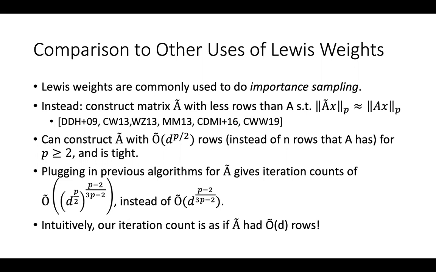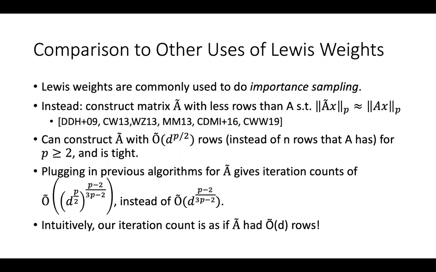And such ideas were used in several previous works. It's been known that you can construct such an A tilde with D to the P over 2 rows instead of N rows that A has. So if N is greater than D to the P over 2, then A tilde has fewer rows. This can be done for any P at least 2, and in fact, it's tight.